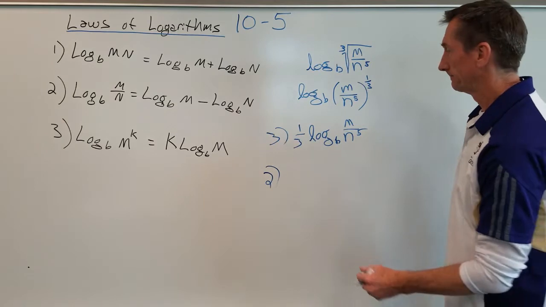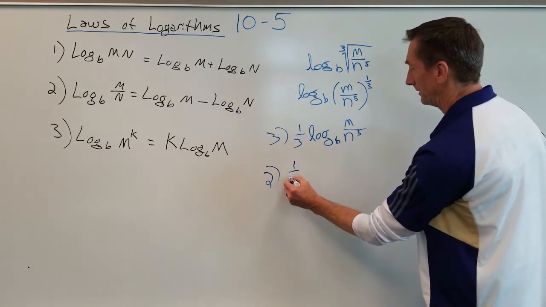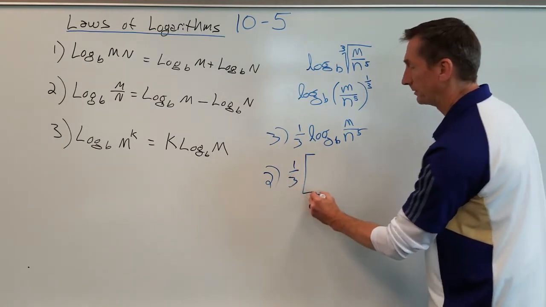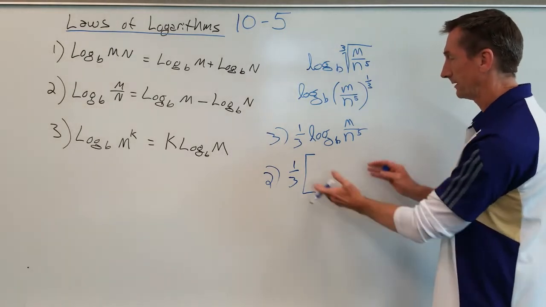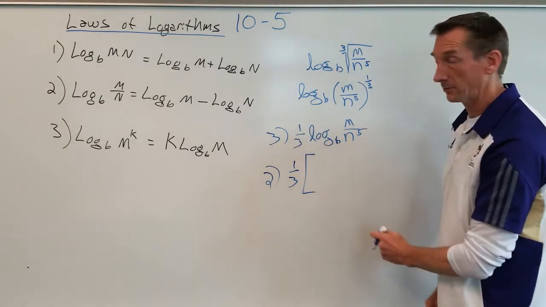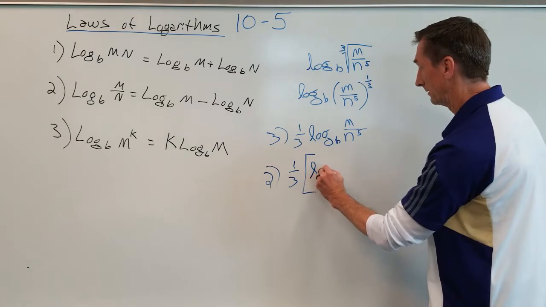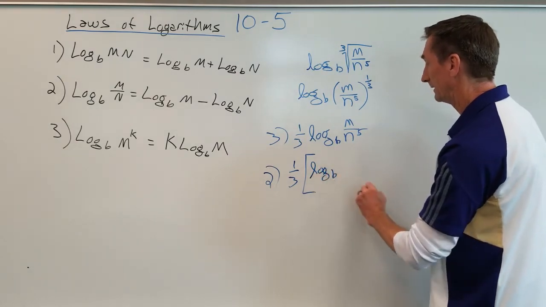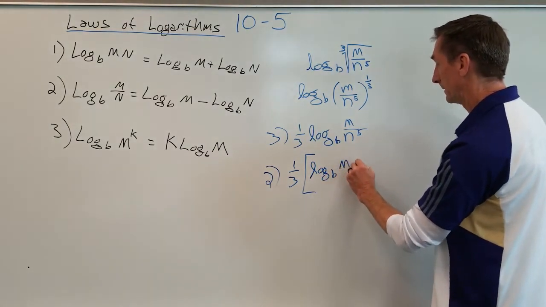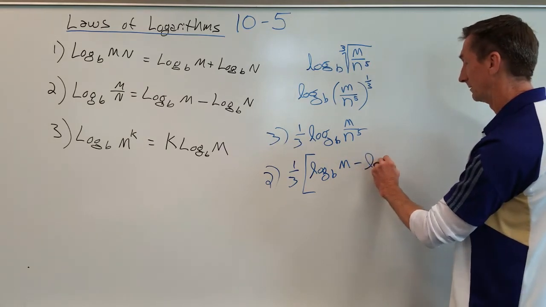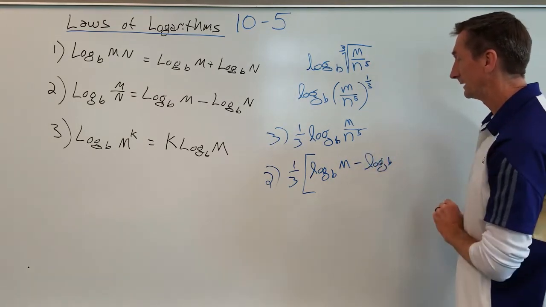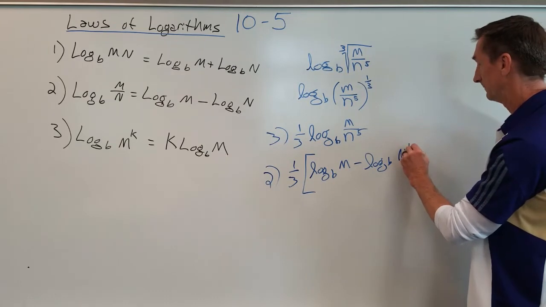Take care of that. That'll give me a 1/3. And I'm going to put a big old bracket here because the rest of what I write, that 1/3 is going to apply to the whole thing. Log base b of m minus log base b n to the 5th.